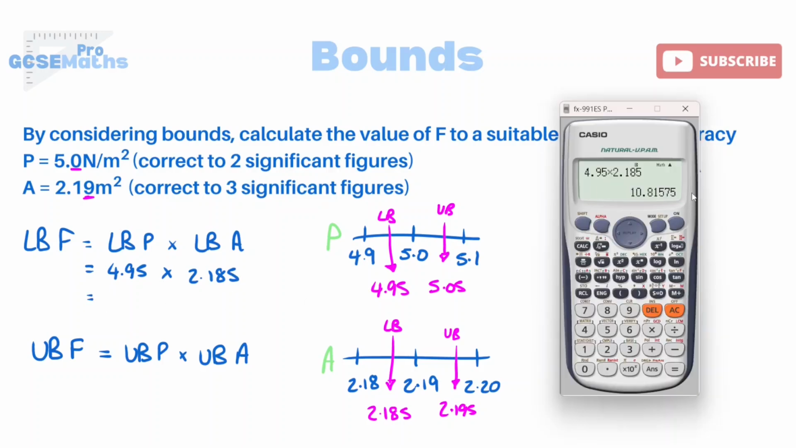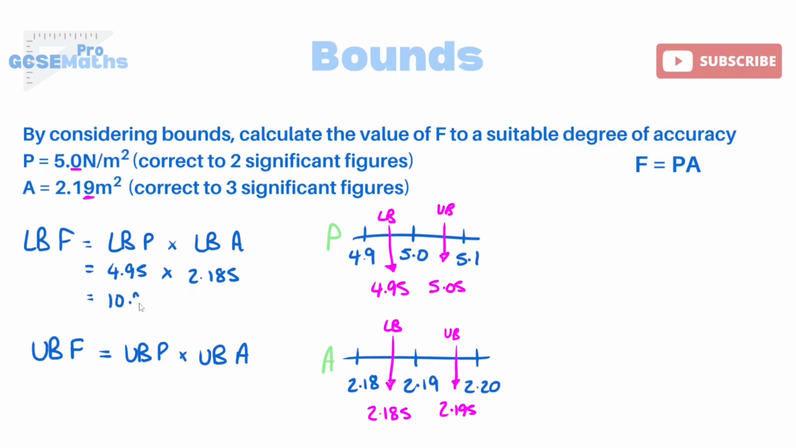Now I'm just going to write down all the digits. If there's more than this, maybe just write down 4 decimal places for now, but in this case I'm just going to write them all down. So I've got 10.81575.